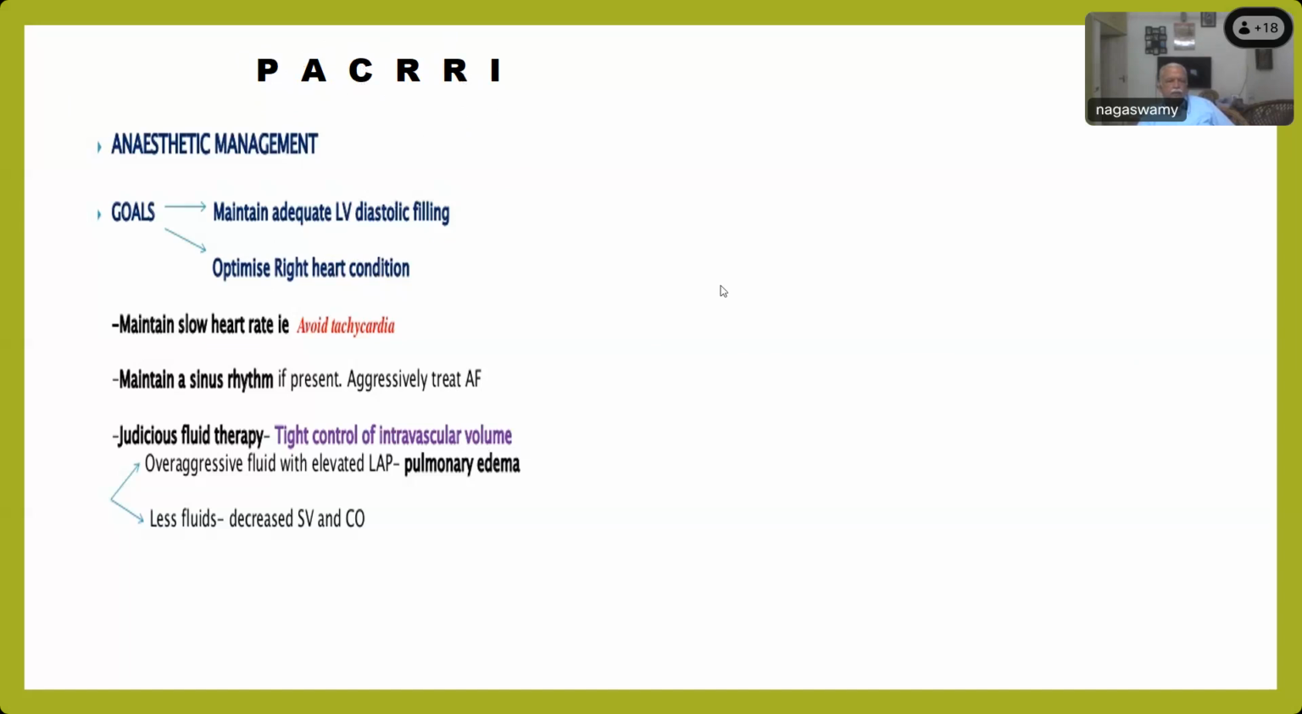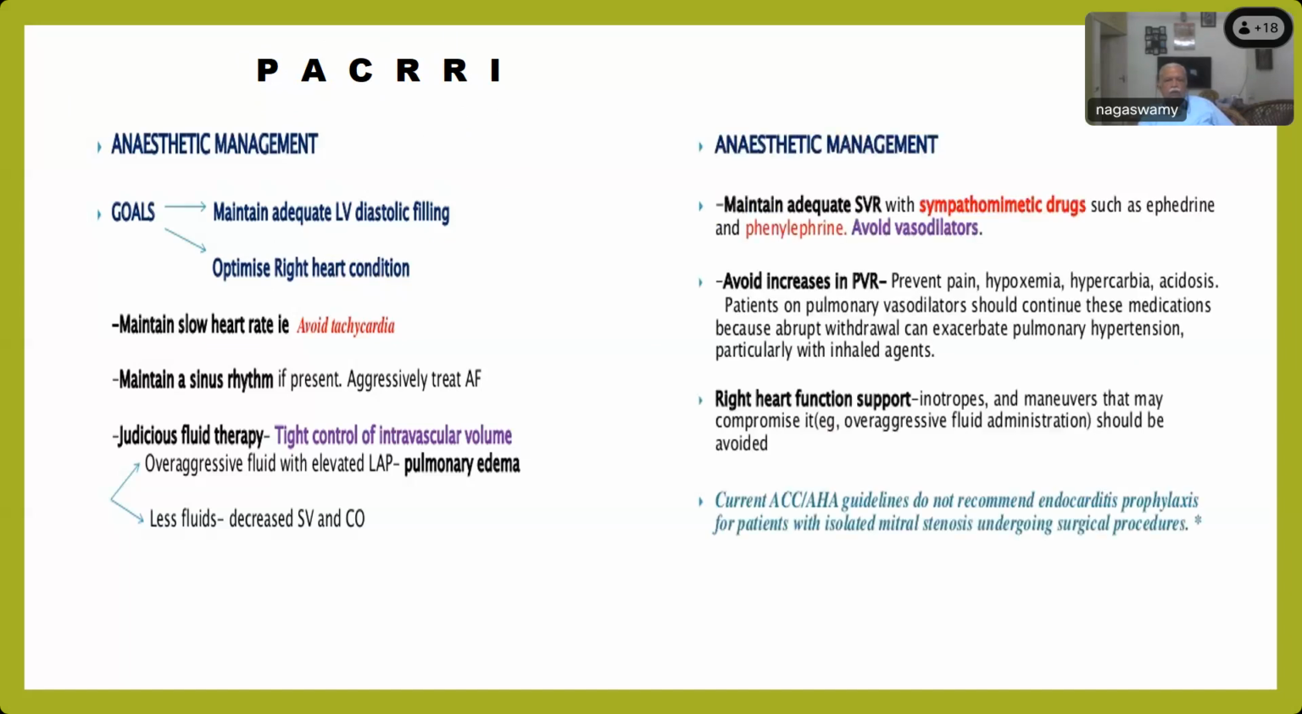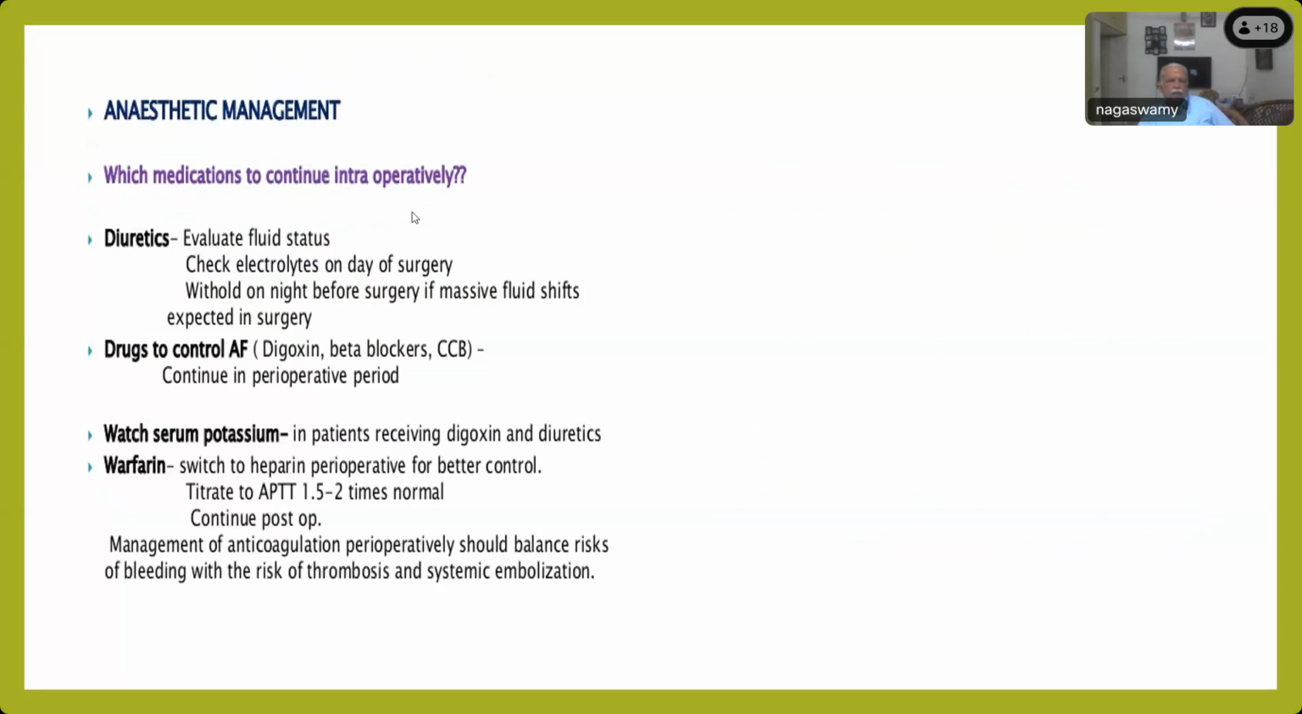If you make the patient vasodilate, then there will not be adequate cardiac output, so the patient will have hemodynamic instability. So maintain SVR, avoid increase in PVR, and right heart function support is sometimes needed if there is an established right heart failure also. And what are the medications you can continue? Diuretics to evaluate fluid status; drugs to control atrial fibrillation may need to be continued sometimes. Watch out for potassium if the patient is receiving digoxin and diuretics.